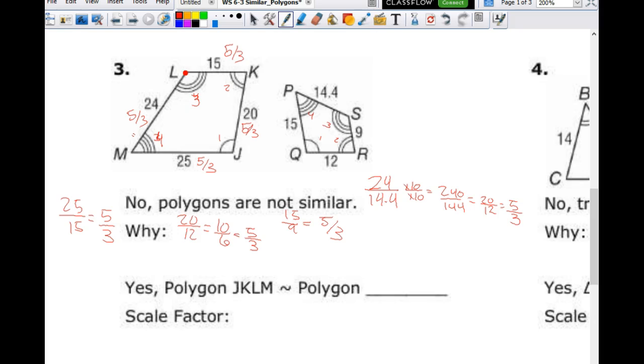J, K, L, M. So J is 1, so we're looking at Q. K is the same as R. L is the same as S. And P is the same as M. Okay. What was our scale factor? 5/3.